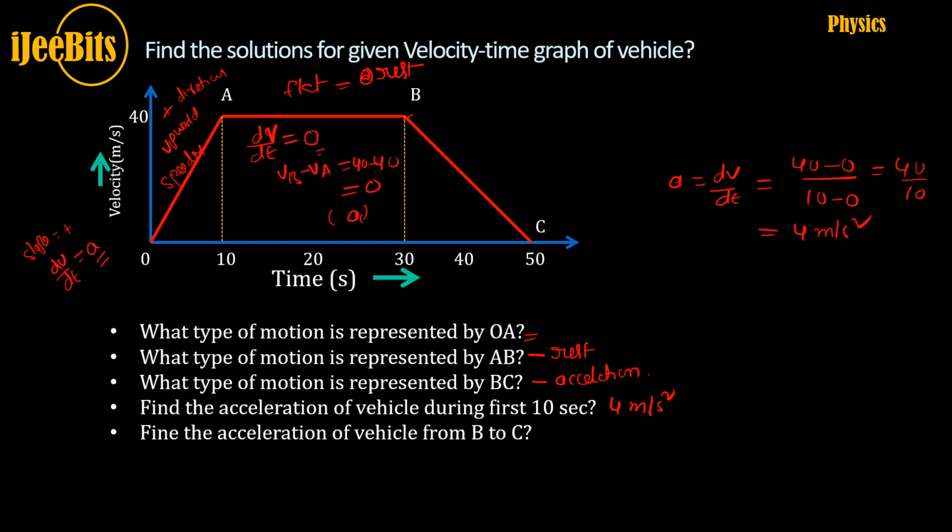Okay. Find the acceleration of a vehicle from B to C. B to C. So B to C how much? This one. Again, slope, 0 to 40, and 50 minus 30. So what do you get? Minus 40 by 20. This means minus 2 meters per second square. So the answer would be minus 2 meters per second square. Acceleration is like a retardation. I hope you're clear now.